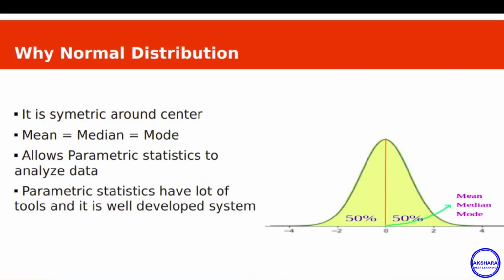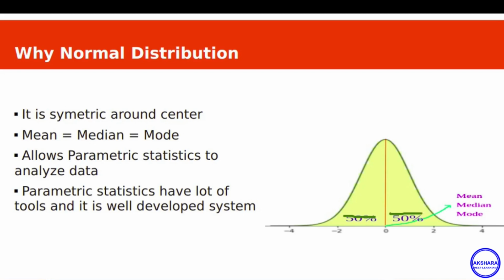Normal distributions are important in statistics and are often used in natural and social sciences to represent real-valued random variables whose distributions are not known. The importance is particularly due to its special properties. In normal distribution, mean, median, mode will be the same and it is symmetric around the center. Means 50% of values are less than mean, 50% of values greater than mean.